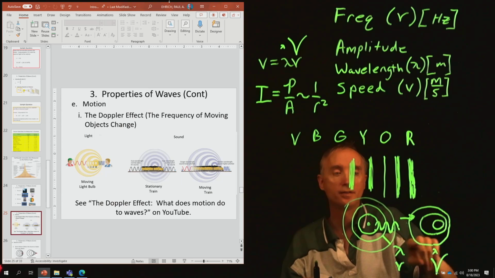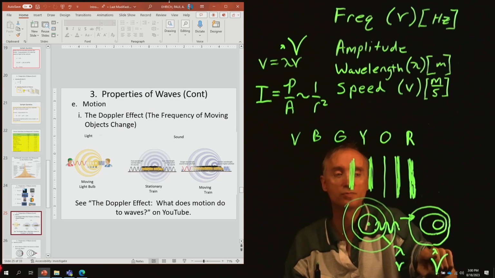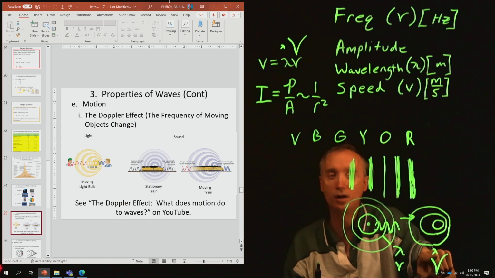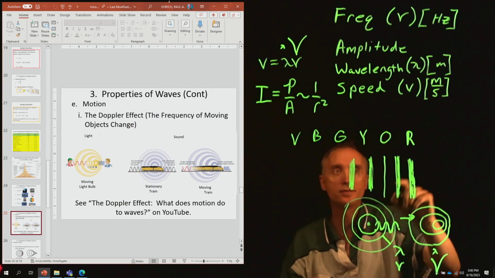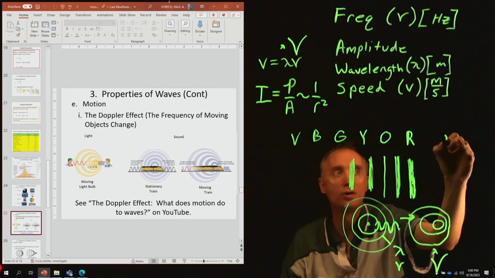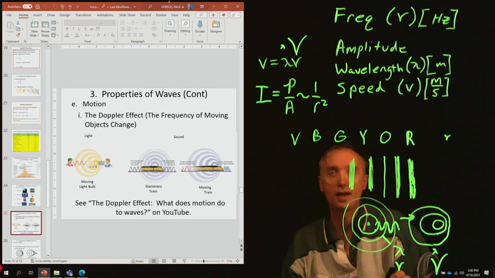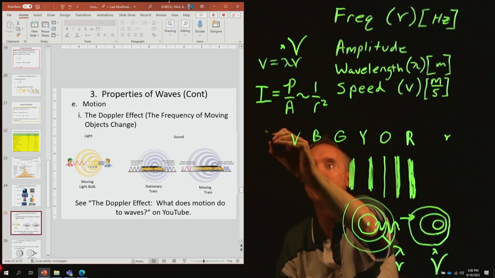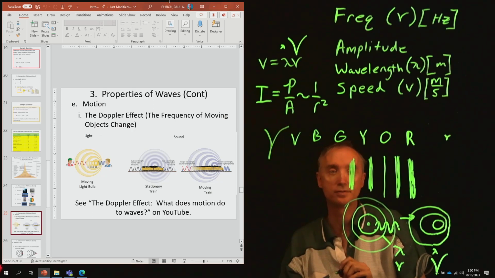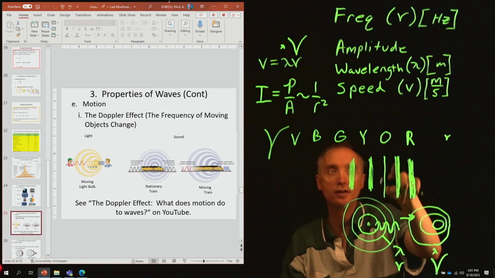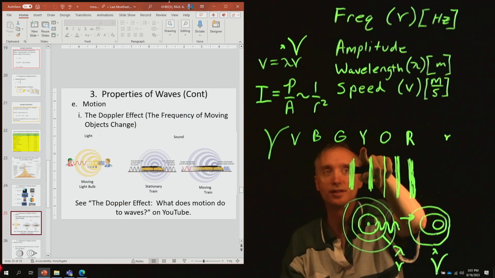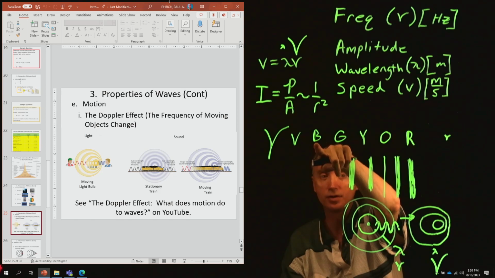So if the wavelength is getting smaller, which direction are we going? Remember that this side over here had the small frequencies, and this side over here had the large frequencies. So as the wavelength is getting smaller, the frequency is going up. If it normally is, let's say, the color yellow, it's going to turn bluer. So we're going to say that it's going to be blue shifted.